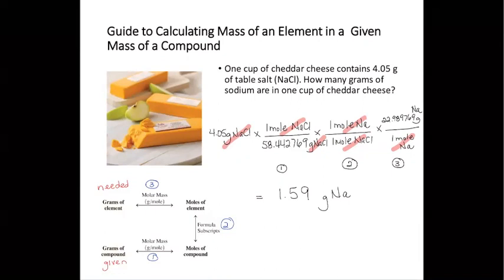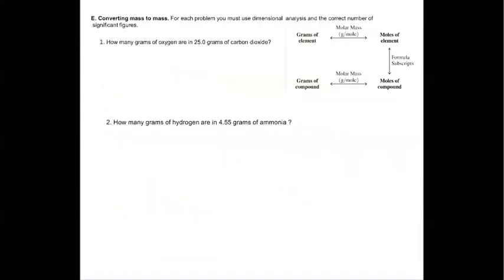Let's do some practice problems where we are calculating the mass of an element given the mass of a compound. Let's do at least one of these. Okay, so in problem number 1, you're calculating how many grams of oxygen are in 25.0 grams of carbon dioxide. Okay, so I'll give you guys 2 minutes to do that.